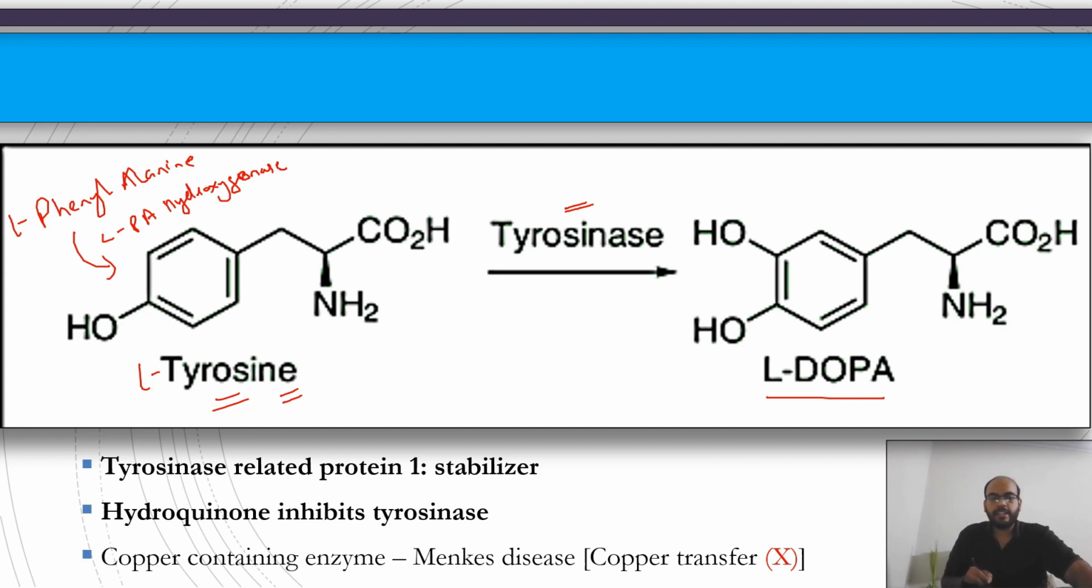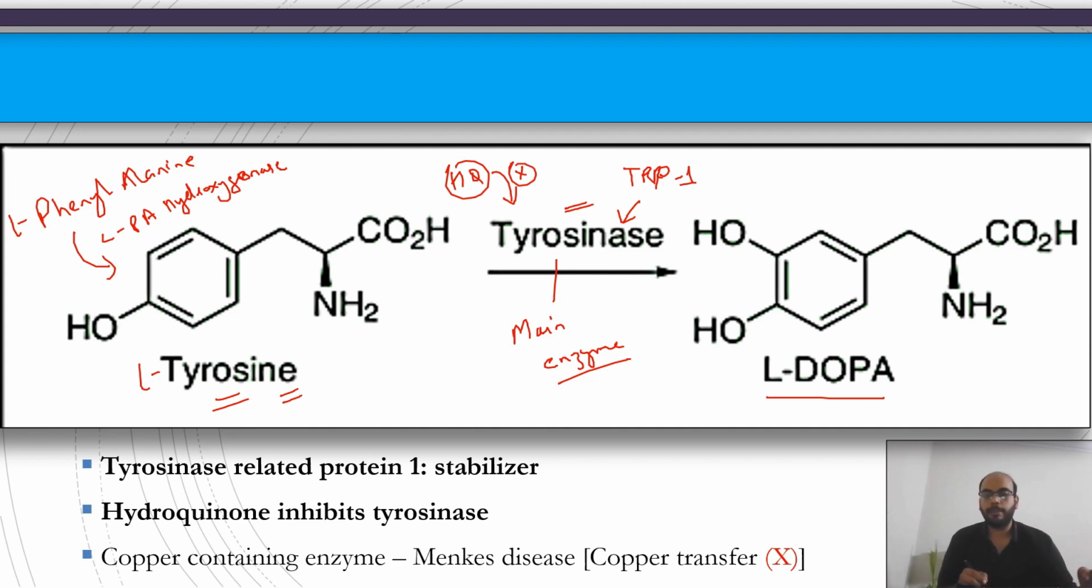Tyrosinase related protein 1, or TRP1, stabilizes tyrosinase, which is the main enzyme of melanogenesis. This step is very crucial. Tyrosinase is inhibited by hydroquinone, and that is why you use hydroquinone in treatment of melasma and pigmentary disorders. Clear?